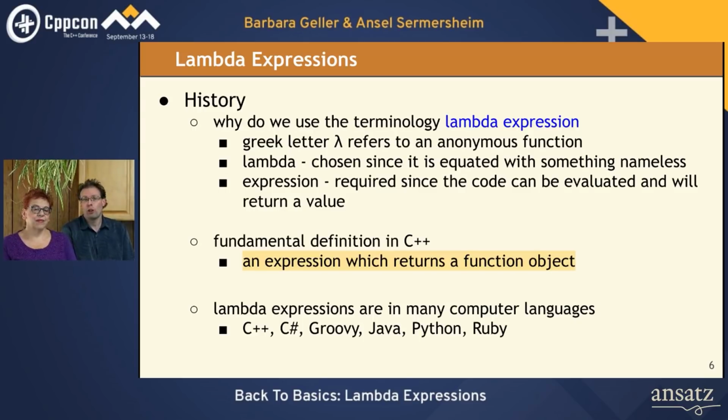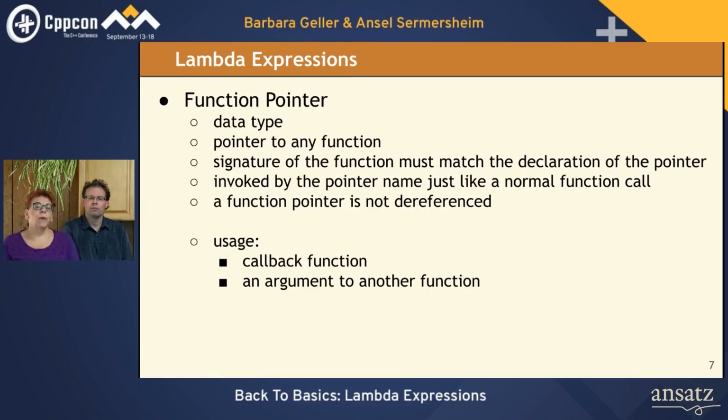Well, now we have a new term, so we need to define a few more things to understand what a function object is. But our journey really starts with a review of function pointers, because we need this background first. A function pointer is a data type whose value points to a particular function. What's important is that a function pointer does not point to data, which is really what a typical pointer is for. So unlike a normal pointer, a function pointer is not dereferenced.